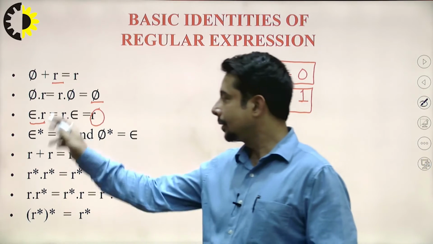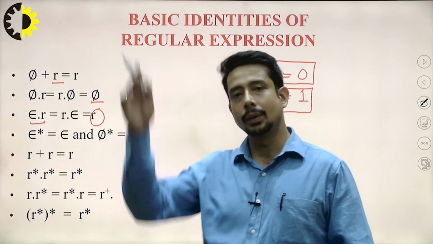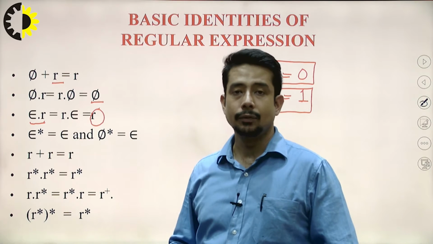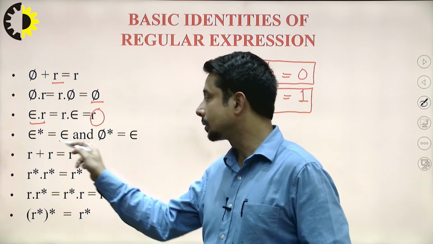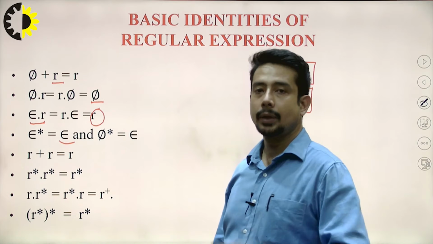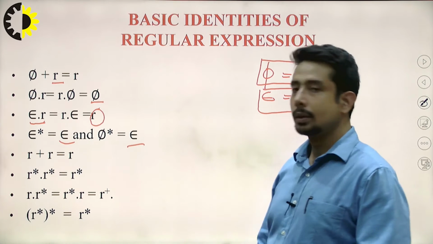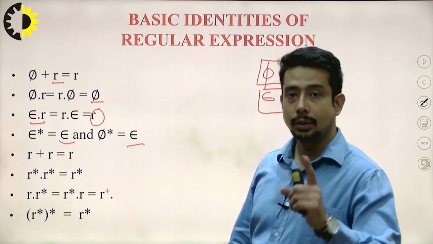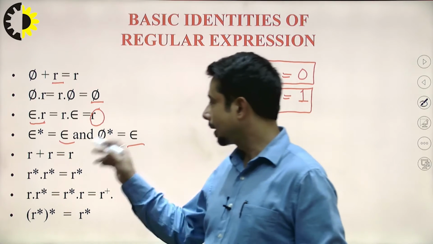Similarly, epsilon to the power clean closure, 1 to the power clean closure, means 1 to the power infinity. It always results in 1 only. Then phi to the power clean closure, phi to the power infinity, what will it give you? 1. Something to the power 0 will give you 1. So that's why it comes as epsilon.